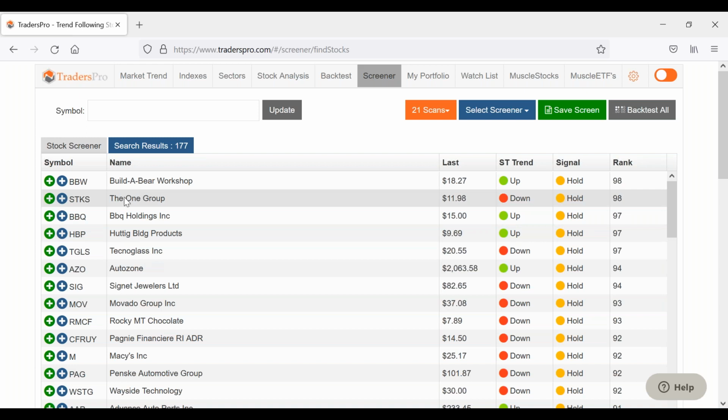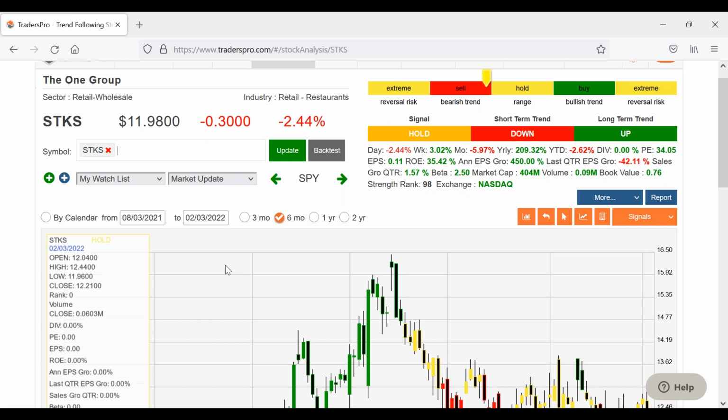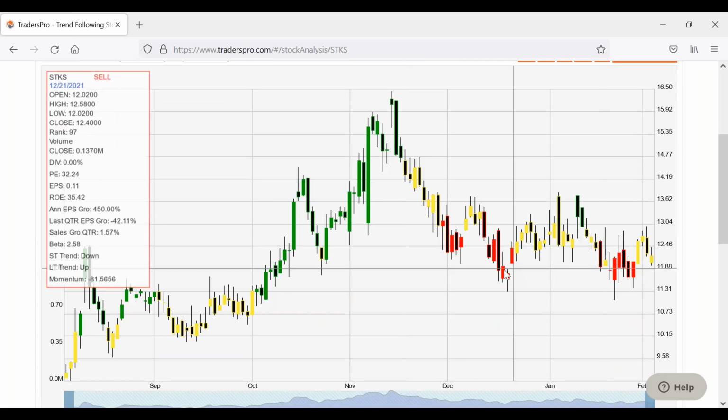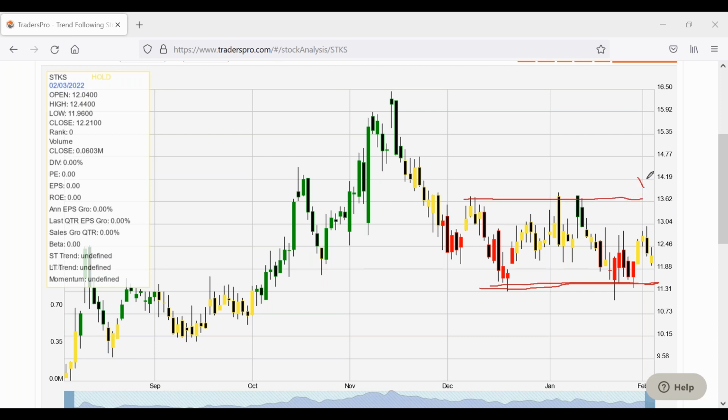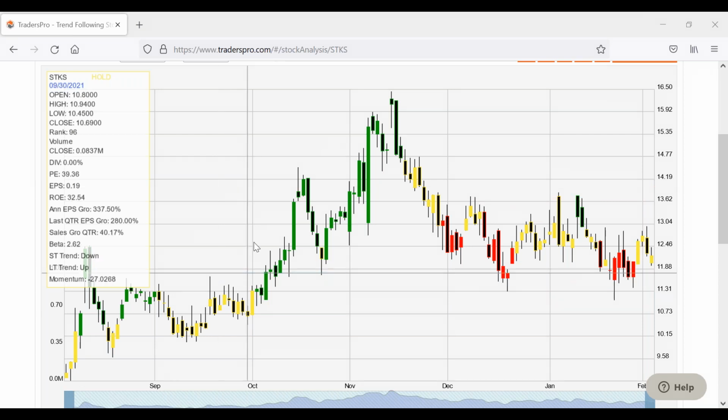I think we did take a look at STKS as one on Tuesday. I think we brought that one up. Again, this would be critical, that this low holds right here. And again, you'd still be waiting for it to go back to buy. I said you might even want to wait to see if it can break above this area right here as a little bit of additional confirmation.